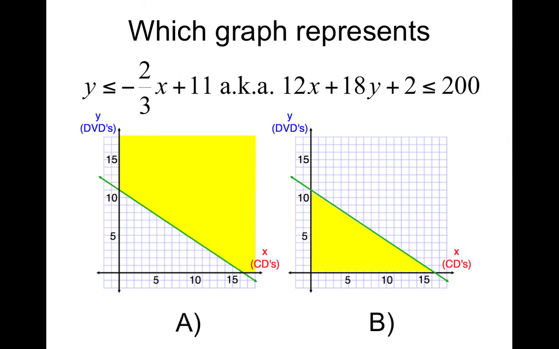The graph of the inequality should reflect all the xy pairs that make the inequality true. So which graph represents y is less than or equal to negative 2/3 x plus 11? This is going to be the same graph, because it's the same equation, we just changed it with a little algebra, as 12x plus 18y plus 2 is less than or equal to $200. Which graph reflects our situation? That would be choice B. All the xy pairs underneath the line reflect an order that adds up to less than $200.